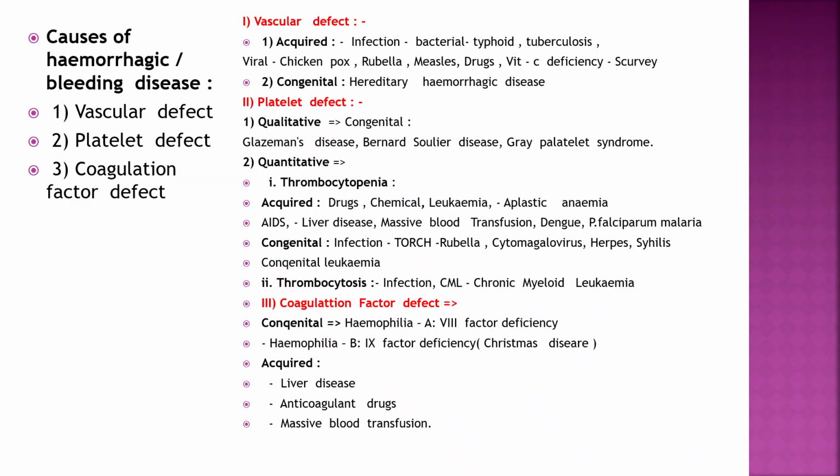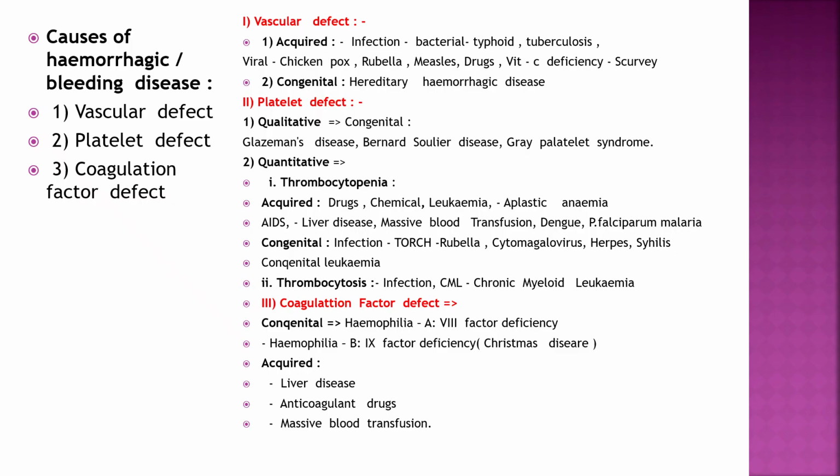Now we will see what are the bleeding disorders or hemorrhagic disorders. They are divided into 3 types: vascular defect, platelet defect and coagulation factor defect. Because of a vessel defect, platelet defect or coagulation factor defect, there is continuous bleeding, and that causes a bleeding disorder. Now we will see a few examples of these defects.